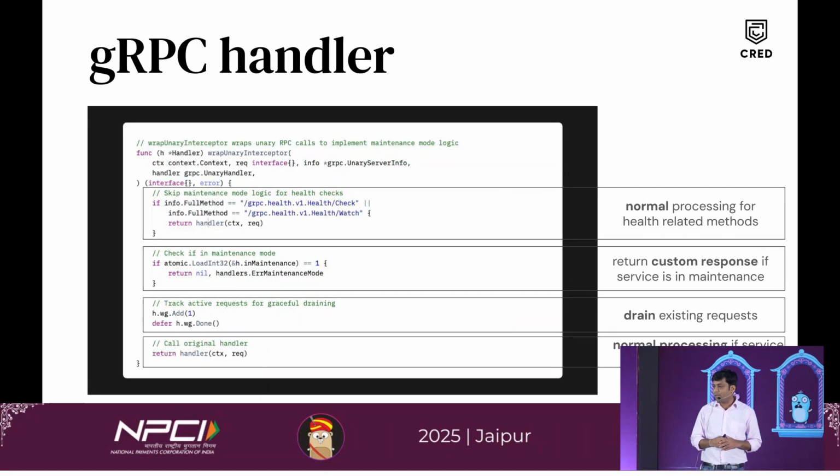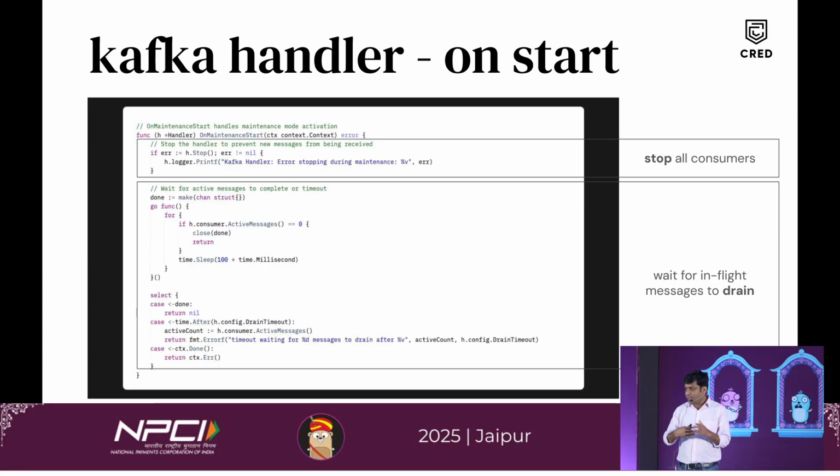Then let's look at the Kafka handler. Whenever a service goes into maintenance mode, the Kafka handler stops all consumers, and it waits for existing in-flight messages to be drained. And when the maintenance ends, the Kafka handler starts the consumers again.